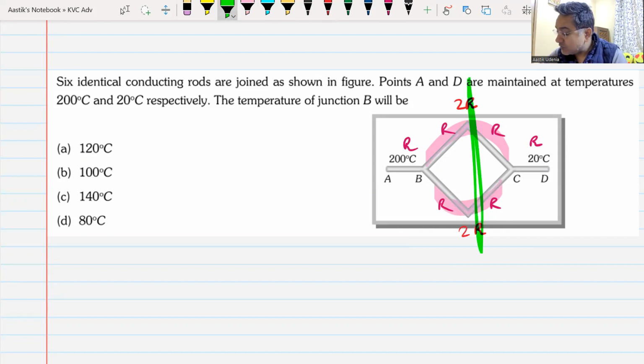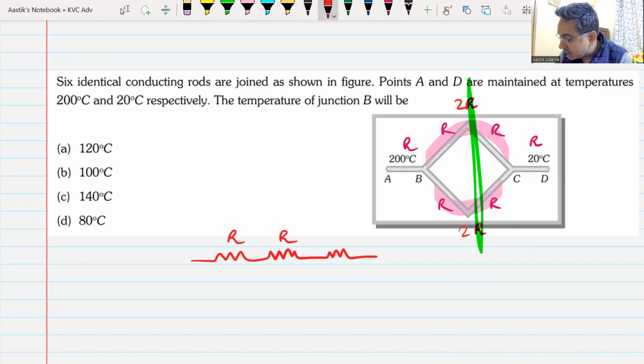This 2R and this 2R are in parallel, so it becomes R. Yes, sir. So the effective combination looks like this. This is R, this is R, and this is R. You have to find out the temperature of this point. So what you can do is apply this shortcut. You can call this as R and the other two as 2R. Do you understand this? Yes, sir.